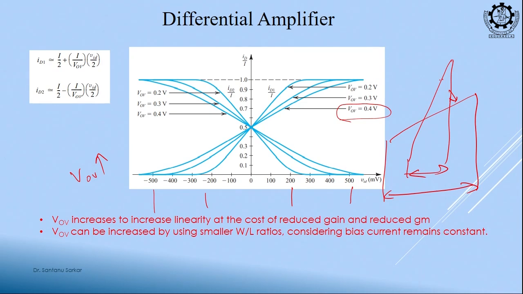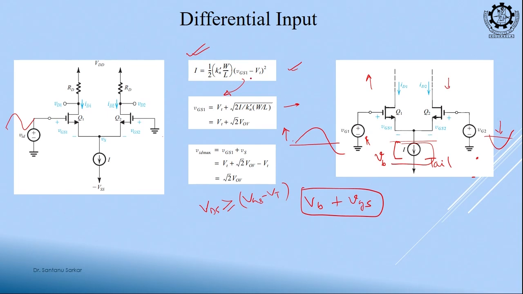If we increase the common mode voltage, we will get more VOV, but at the cost of reduced gain and reduced GM. GM also, if you think of VOV, it is inversely proportional to VOV, right. So, if VOV is increasing, GM will fall, transconductance will fall, and transconductance is your gain, minus GMRD is your gain. So, if GM is falling, gain will also fall. Okay. How can you increase VOV? See this equation, if you want to increase this portion, this W by L you have to reduce, na. Suppose current is fixed, you want to increase VOV.